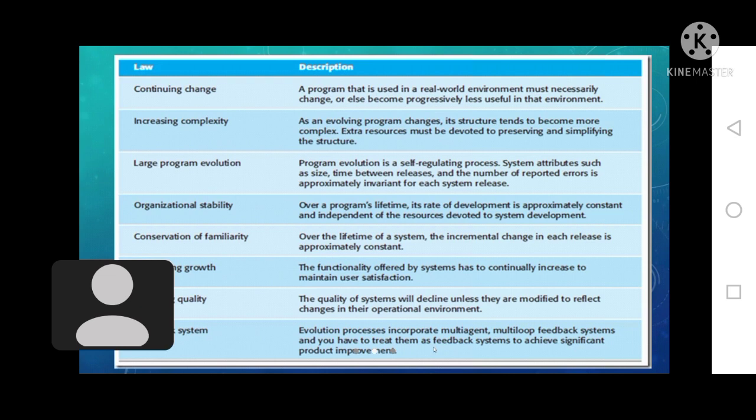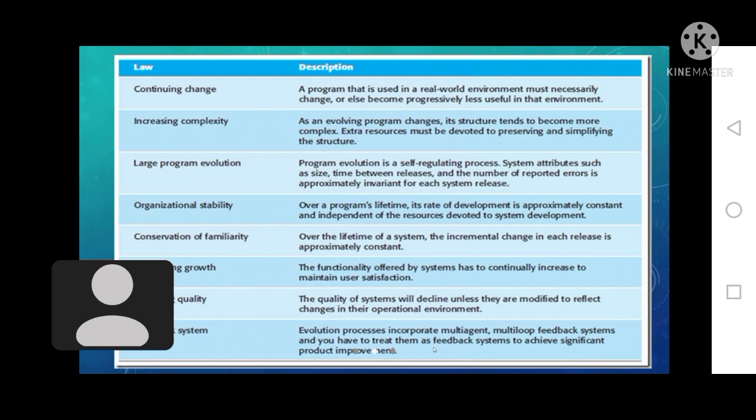Now the fourth law, organizational stability. Over a program's lifetime, its rate of development is approximately constant and independent of the resources devoted to the system. In a program's lifetime, the rate at which it develops is directly proportional to the resources being devoted to that system's development. That's the fourth law.